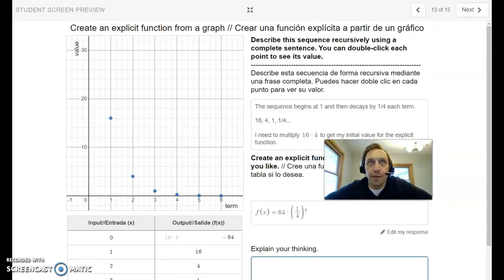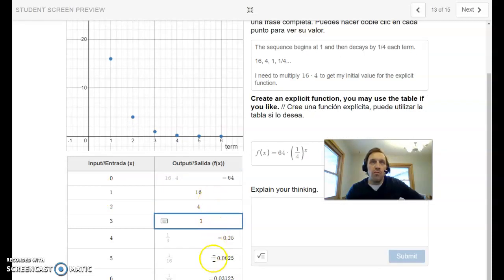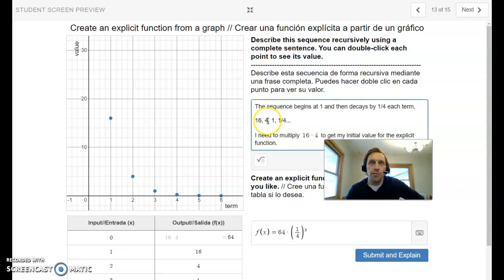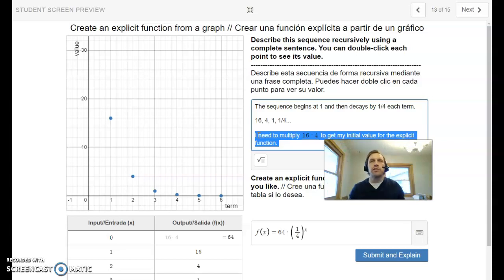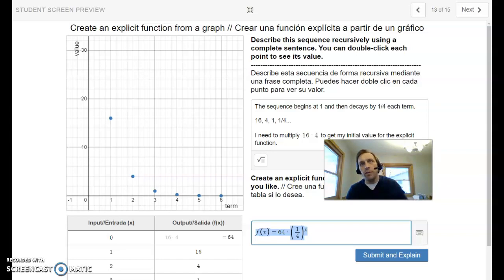So how do you do on slide 13? Again, remember you can click on these values and find each of them. So you should have started here with 1/16, and then as you plug these in, hopefully you're seeing you're going down by multiplying by 1/4. All right, so if you look here, if you describe it, the sequence begins at 1 and decays by 1/4 each term. I wrote out those terms for you so you can see them. And then I reminded you, we need to go backwards to find our 0, when our input is 0, because we need that for our explicit function here. And that is written there. So hopefully you nailed it. Good luck.